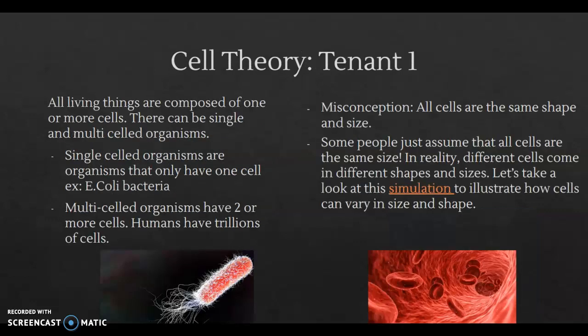So, our first cell theory is that all living things are composed of one or more cells. There can be single and multi-celled organisms. So single-celled organisms are organisms that only have one cell. An example of this would be the E. coli bacteria that we see right here. A lot of bacteria are actually single-celled. And then multi-celled organisms have two or more cells. So humans are multi-celled organisms. We have trillions of cells, and we can see red blood cells right here. And we have different kinds of cells all around the body. We have skin cells.